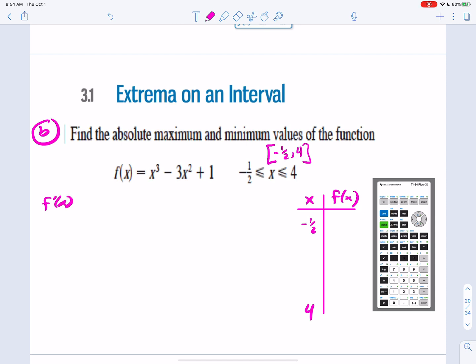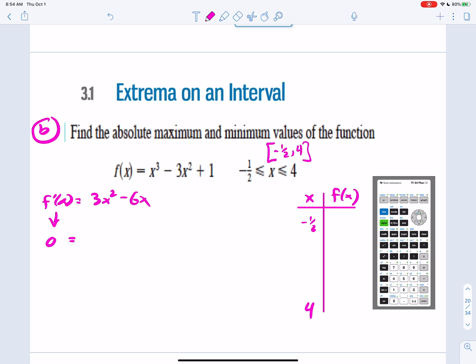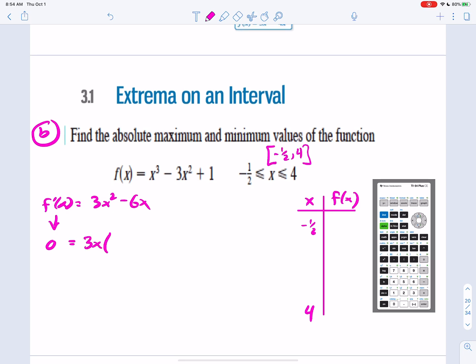So the derivative here is 3x squared minus 6x. I set my derivative to equal 0 because that's what a critical number is. So then I got to solve, so I notice I could factor out a 3x. That'll leave x minus 2. If you solve that accurately, x should equal 0 and 2. I make sure, does 0 and 2 fit inside of my interval? Yes, it does. So I'm going to put that in there, 0 and 2.